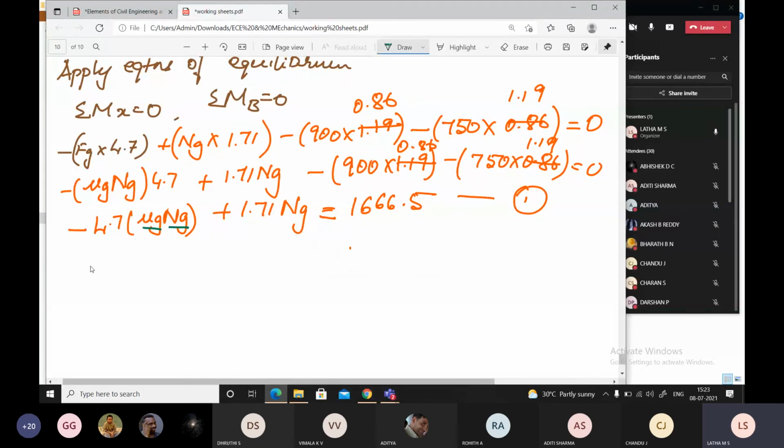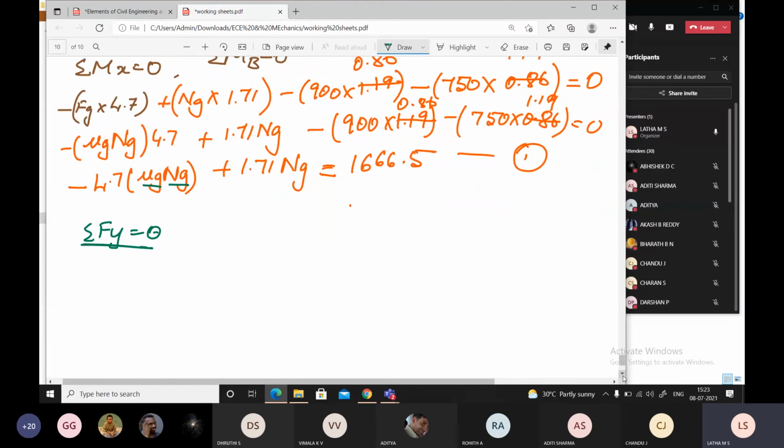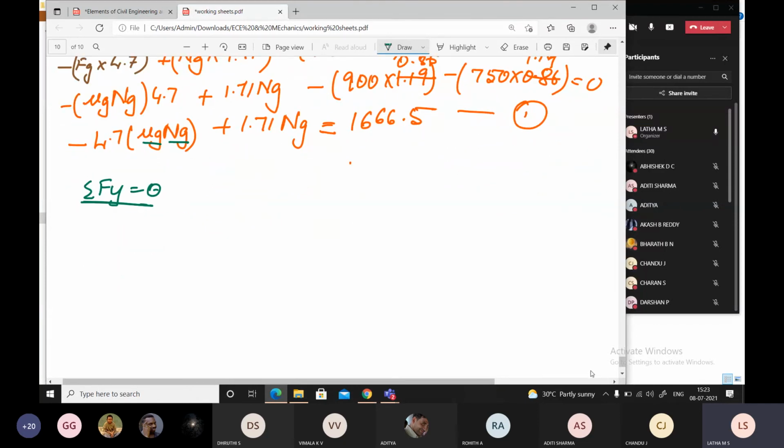I should apply sigma Fy equal to 0, and move with the next equation. Why sigma Fy equals 0? Which is the direction of NG in the diagram? It is vertical, right? So summing up all the forces, what are all the forces you find?